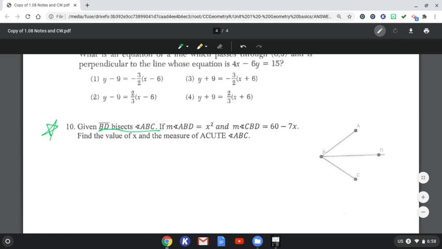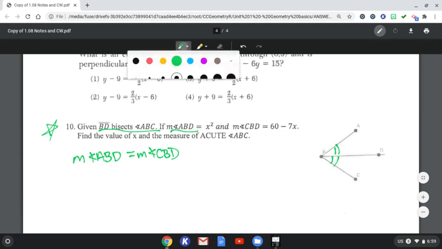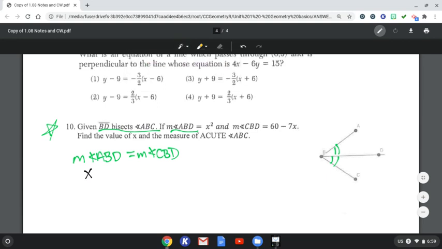When you bisect an angle, you get 2 equal angles. So the measure of ABD equals the measure of angle CBD. So you're going to be setting x squared equal to 60 minus 7x. And you're going to have to solve a quadratic here.